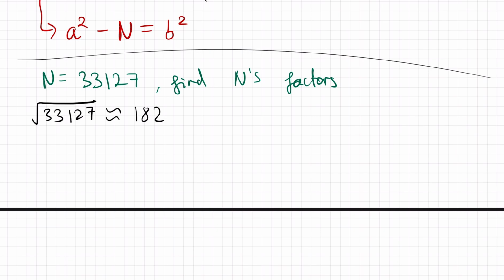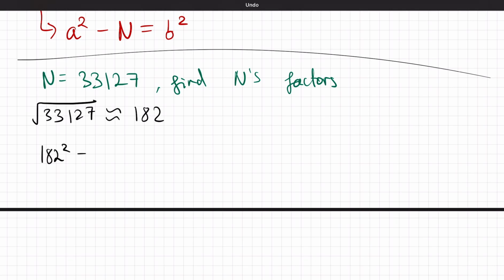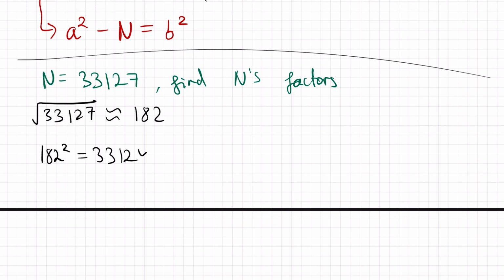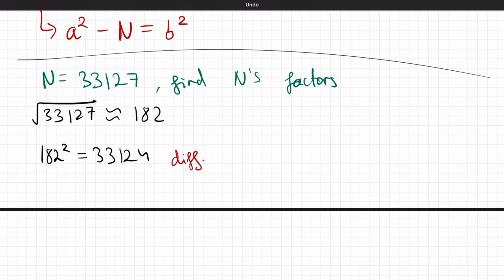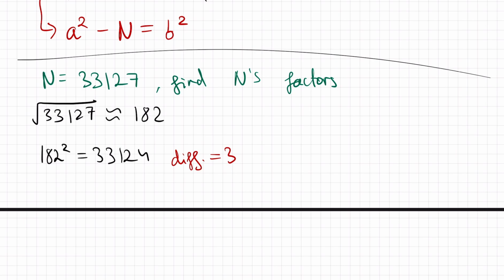So let's just try 182 squared. This gives us 33124. So the difference between this and n is equal to 3. So that is not a square.